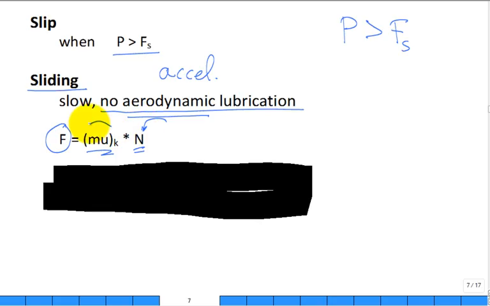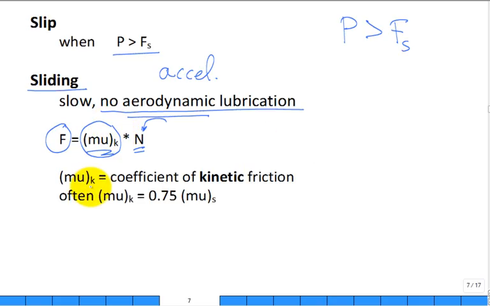And what is that coefficient mu of k? Well, it's the coefficient of, instead of s for static, k for kinetic friction. Now, the book does not go into that in great detail at all. It's just a little reference to it.